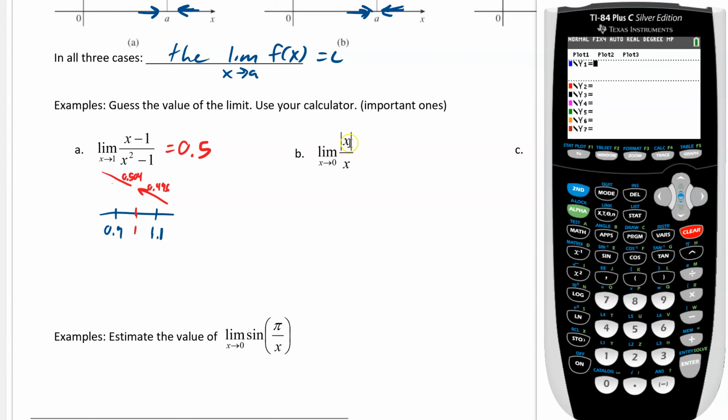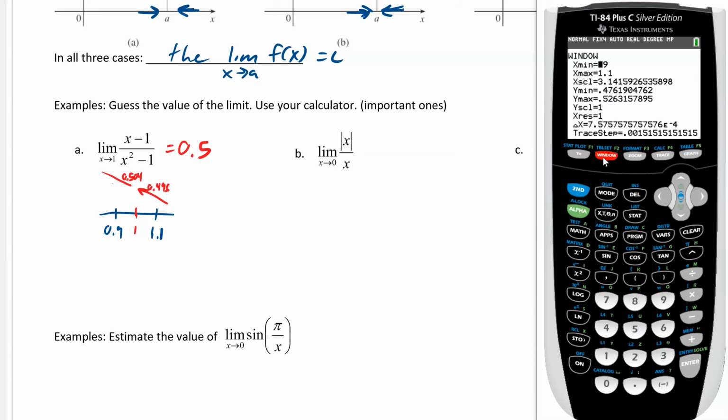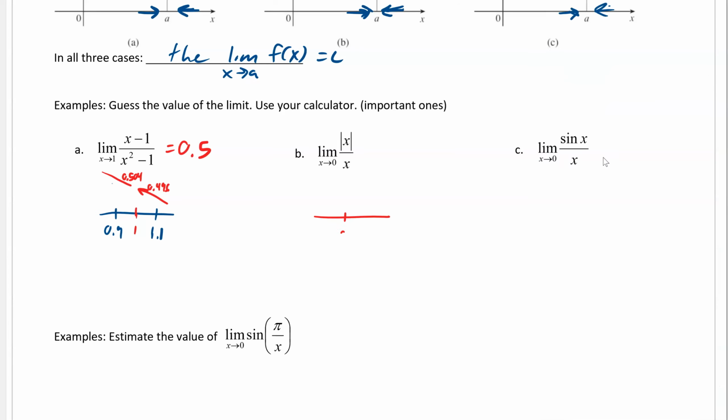So let's try our next one. Absolute value of x. So again, alpha y for the fraction. And then if you hit math, you can scroll over to number, and you'll see absolute value. And then we put the x in there, put an x on the bottom, and we go back into our window. So on this one, we're looking for 0.